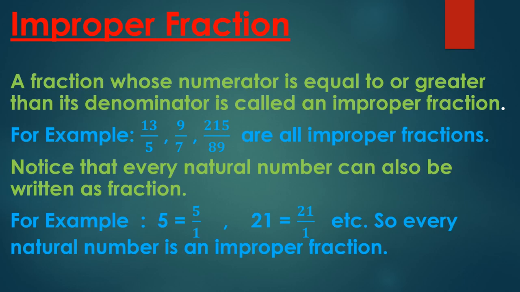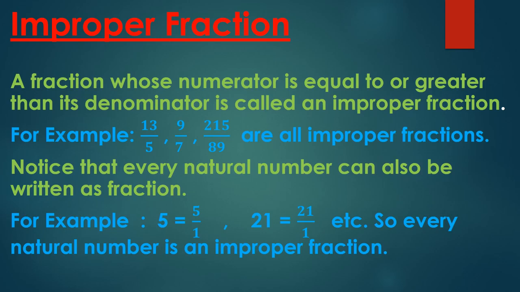Now next is improper fraction. A fraction whose numerator is equal to or greater than its denominator is called an improper fraction. If the numerator is greater than its denominator, then it is called the improper fraction. For example, 13 upon 5, 9 upon 7, 215 upon 89 are all improper fractions.